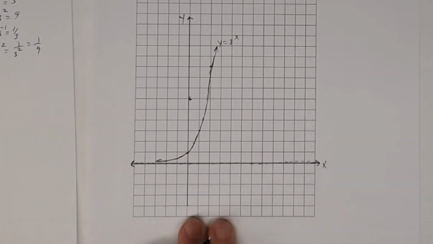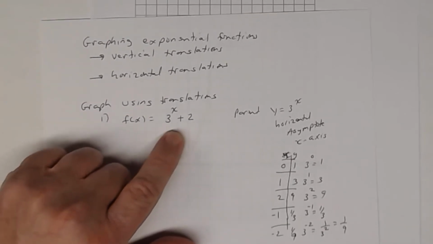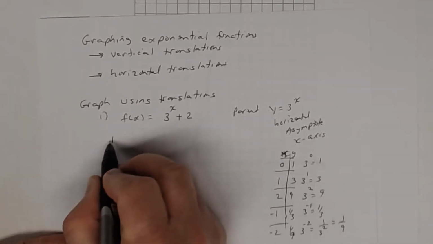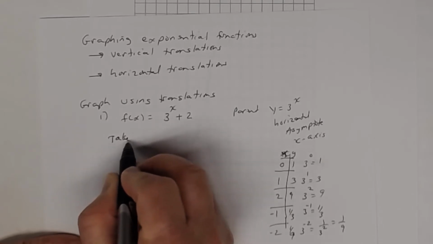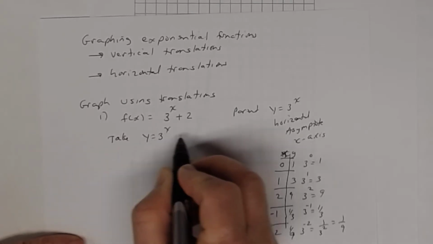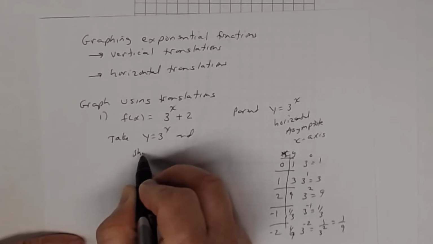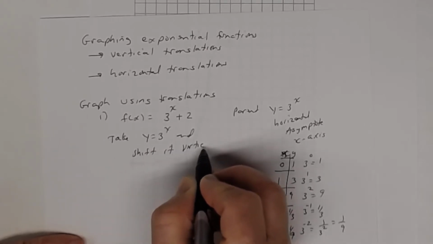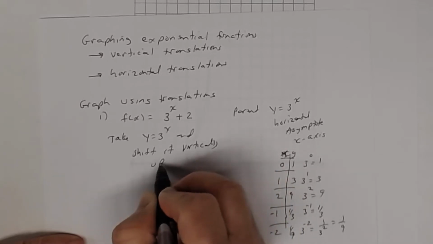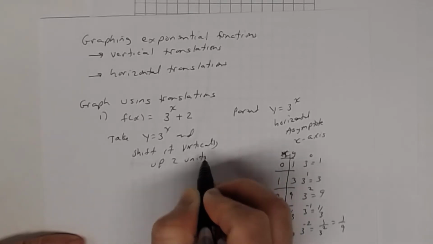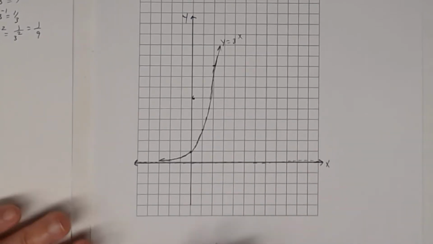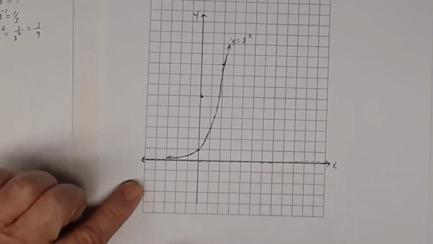Now I want to use transformations to do this. So what I want you to say is this: take the parent function, y equals 3 to the x, and shift it vertically up 2 units. So every point in that graph, we're going to shift up 2 units, even the horizontal asymptote.